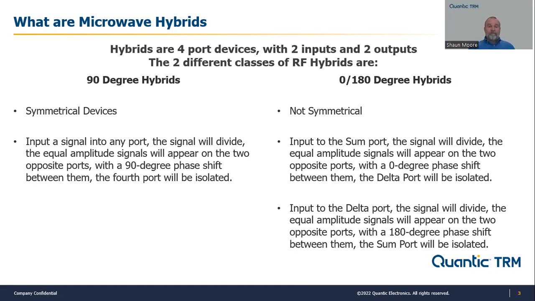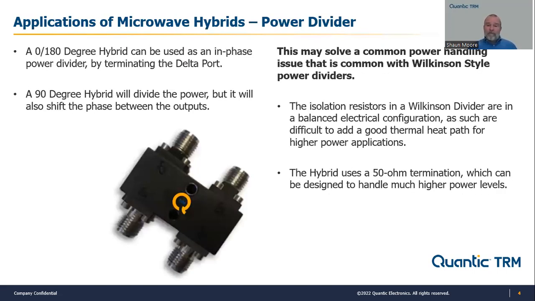Okay, well, could you tell us a little bit about some of these applications, the way they are used then? Sure. So the first application we're going to talk about is using a hybrid as a power divider. Very often, if you think about using a Wilkinson-style power divider, which is really the most common, you can divide power very nicely by using a 0 and 180 hybrid. Go into the sum port.